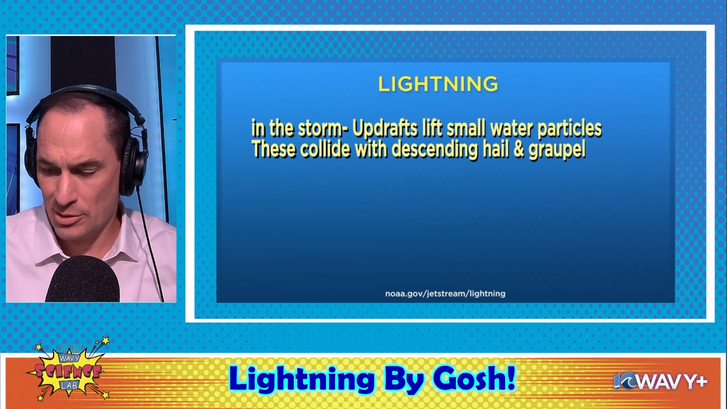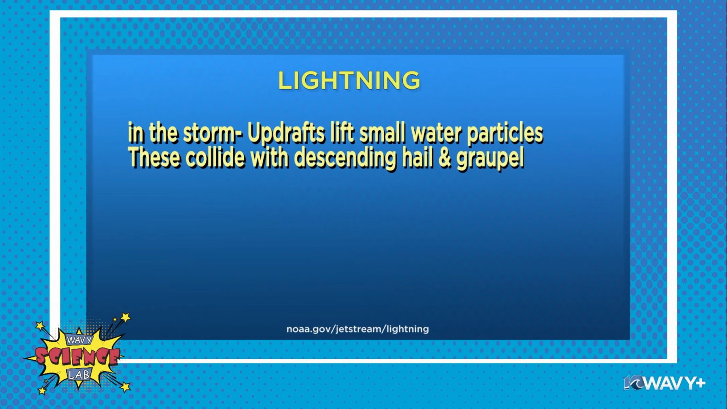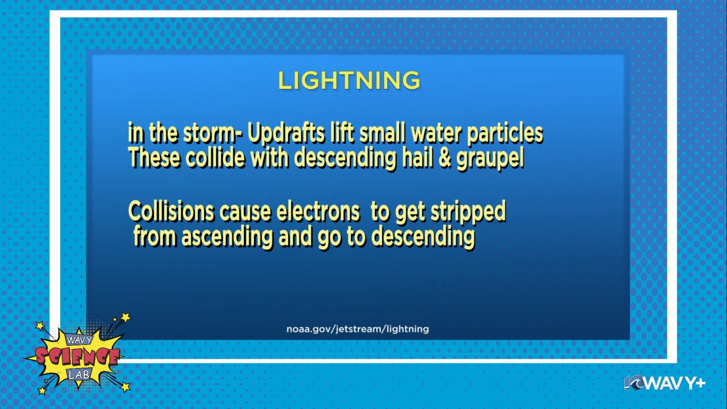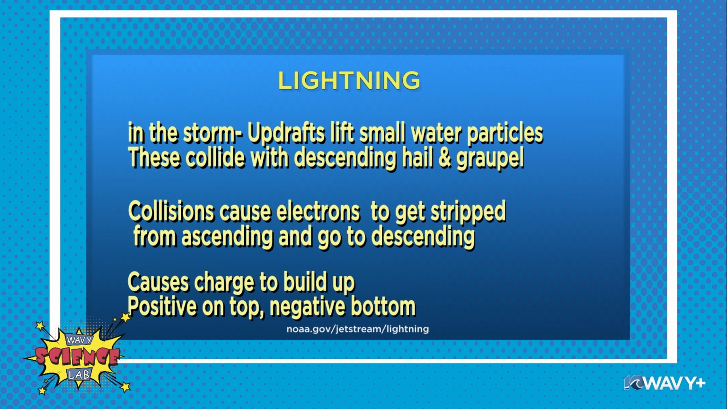So in the lightning in the cloud, here's what's happening. The updrafts, the air that's rising, lift small water particles up, and these collide with descending hail and graupel. Hail is ice, graupel is ice. They're just a little bit different. Hail happens in layers. Graupel is kind of a messy conglomerate. And so what happens is, in these collisions, the electrons get stripped from the ascending particles and go to the descending ones. When you have those electrons, that causes charge to build up. You get the positive on the top of the cloud, the negative on the bottom most of the time, and then the ground is more positive as well.